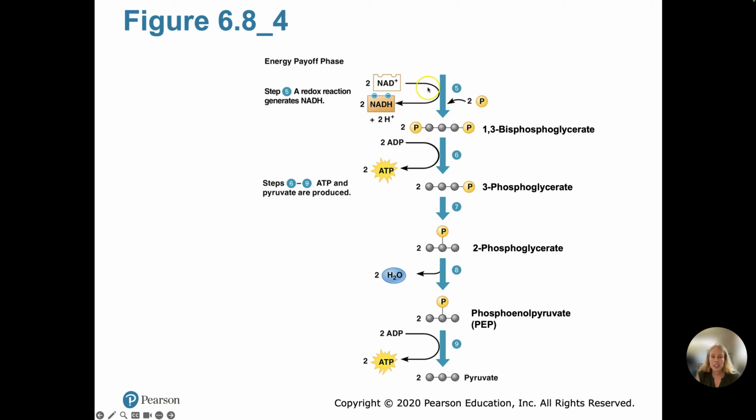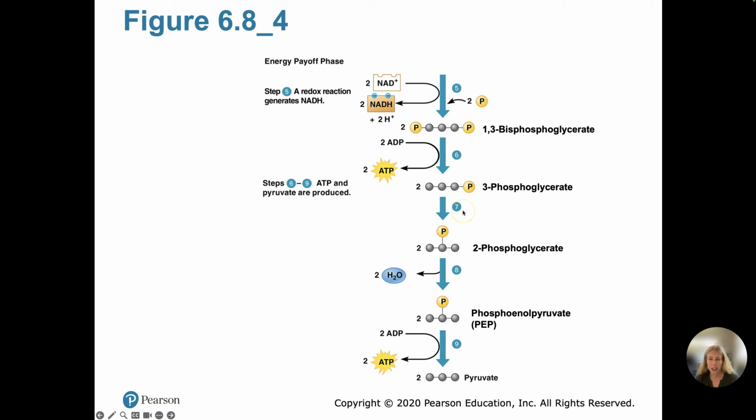So when NAD plus is reduced to NADH, remember reduction is a gain of electrons. So each NADH gains 2 electrons, which means that our organic molecule over here has been oxidized. It has lost electrons. The intermediate here is called 1,3-bisphosphoglycerate. Then ADP is phosphorylated to ATP. Our carbon molecule has turned into 3-phosphoglycerate.